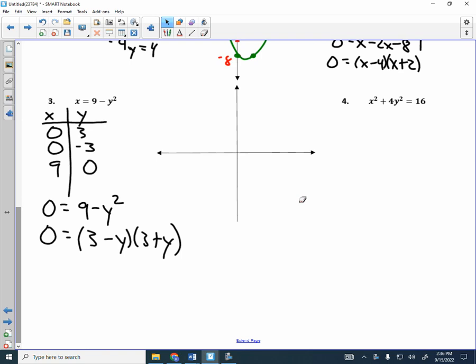All right, I'm going to graph this. I'm going to make a 3x3 graph. 3, 6, 9. And as I plot my points, I have 0, 3. I have 0, negative 3. And I have 9, 0. What does it make? A sideways parabola. Instead of the parabola going up and down, it goes right and left.